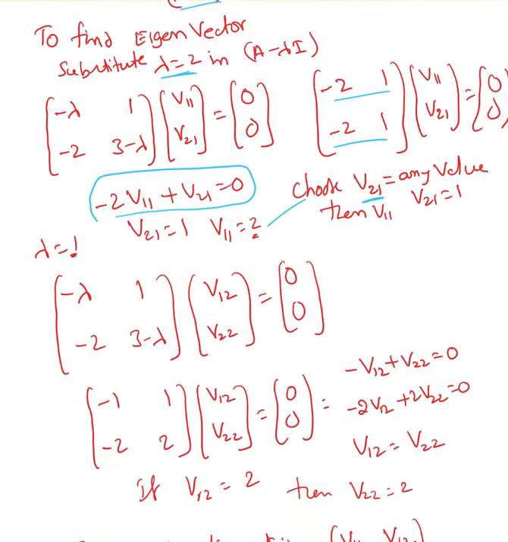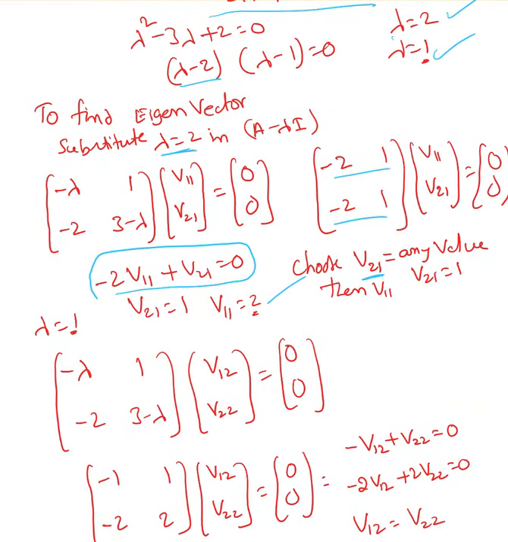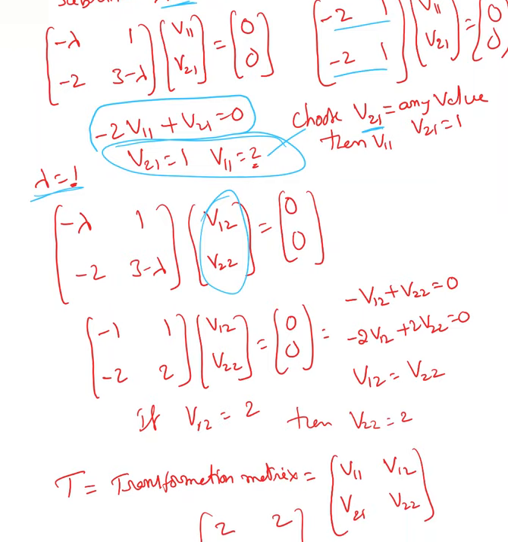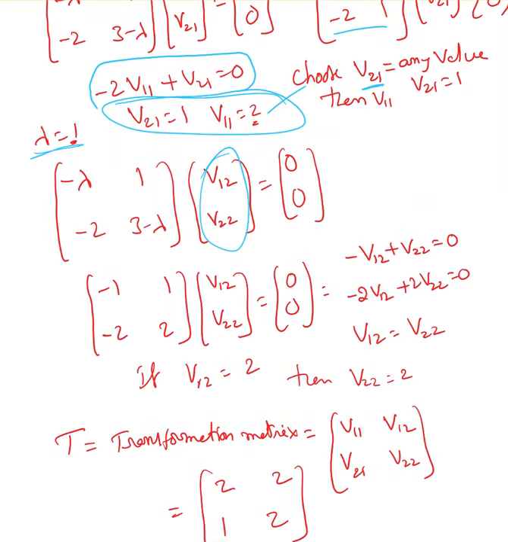Same thing, substitute lambda equal to 1. So you have two values, lambda equal to 2 and lambda equal to 1. When I substituted lambda equal to 2, I ended up with these two numbers. Now for lambda equal to 1, I'll find v12 and v22. I found those values, and again we have to choose one value anyway. So I end up with v12 equal to v22. Both equations are the same. I chose v12 equal to 2, then v22 equal to 2.